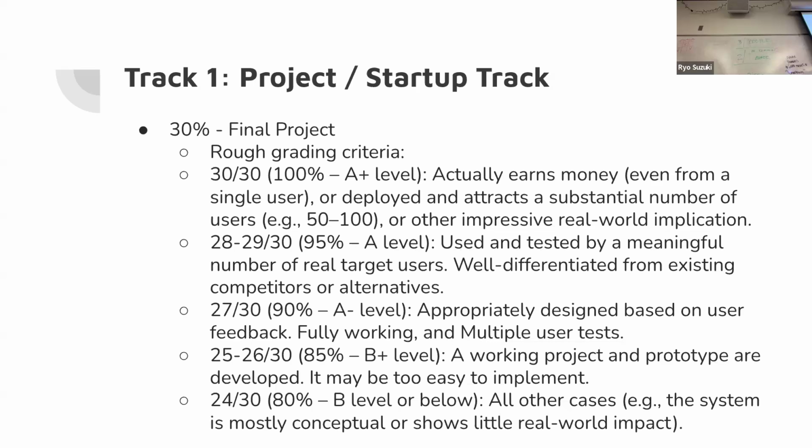For the A level, if you actually have a system and get some target users, a handful of people, like 10 people, that is great. Yeah, that's awesome. And if you just have a working prototype, it's probably gonna be a B plus. And if the system is not even working, it's just at the concept level, it's more like this one. So the target is high, but I assume the expectation is not that high, so don't worry much about it.